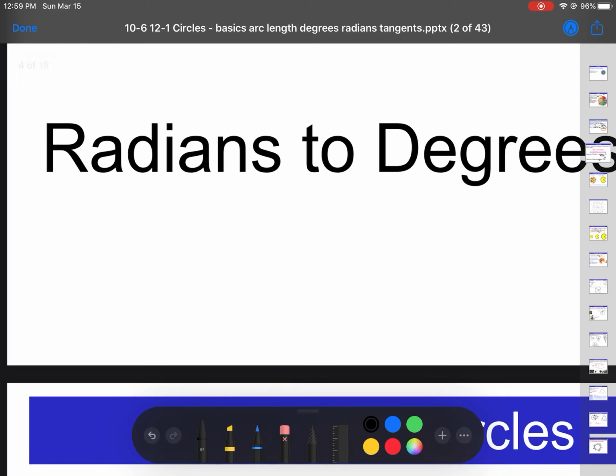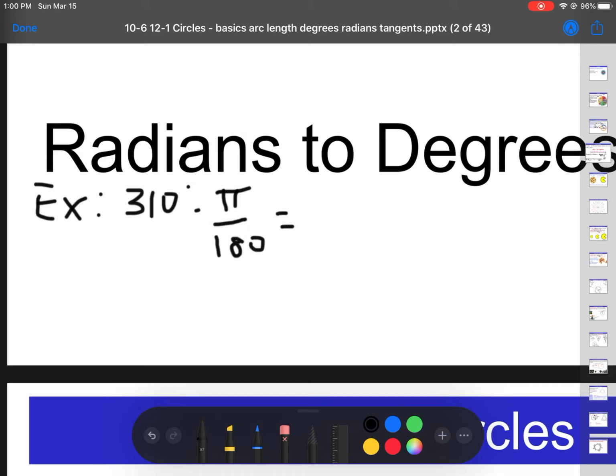All right, so let's see. So if we have 310 degrees, and we want to write that in terms of radians, so multiply it by pi over 180. And we can simplify that to 31 pi over 18 radians. And you can abbreviate that by just using RAD. So that's to go from degrees to radians.